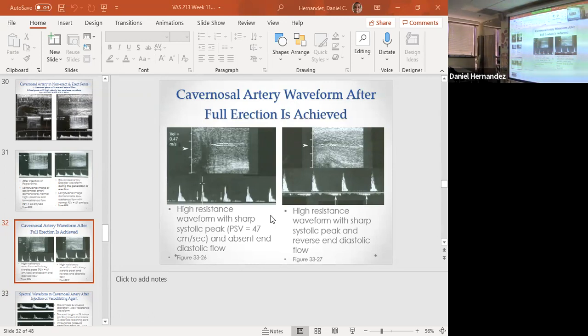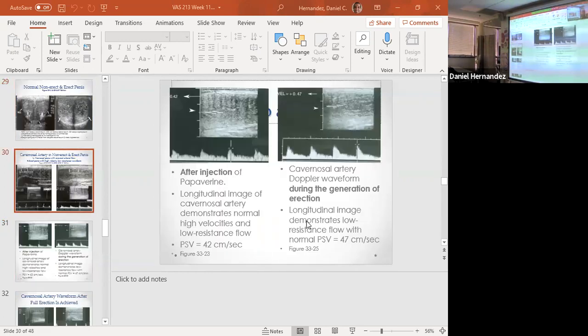So this is the cavernosal artery after full erection is achieved. At this point, we transition into a high resistant waveform with a sharp systolic peak. We still have those fast velocities, and now we have absent diastolic flow. As the penis is becoming engorged after the injection, the vessels become dilated. The tissue becomes dilated and is filling with blood. We have low resistant blood flow because it's a low resistant vascular bed due to that vasodilatation. We have increased velocities.